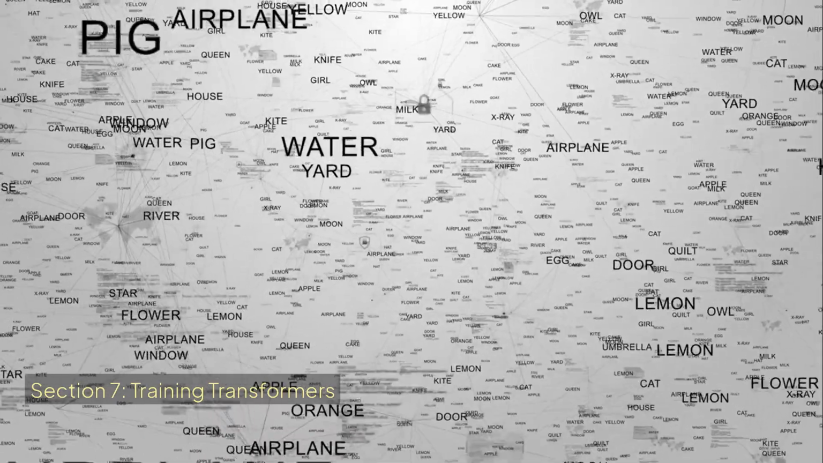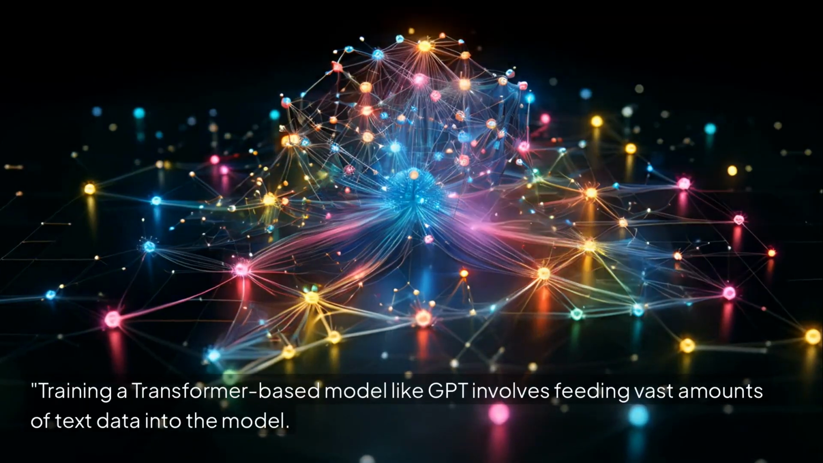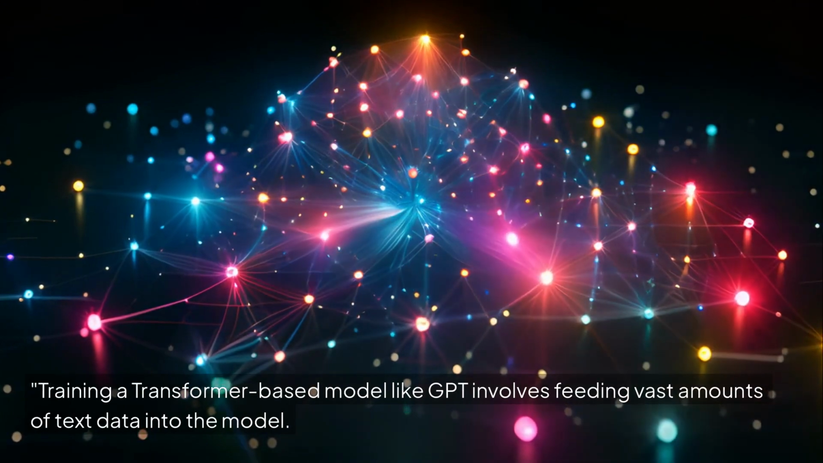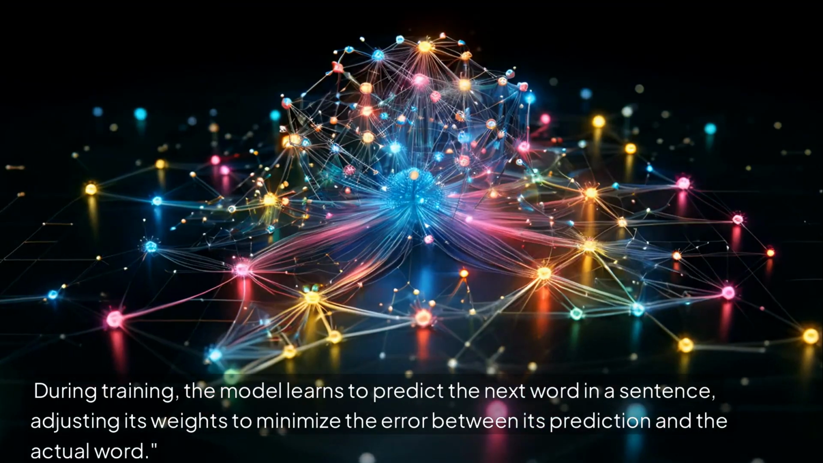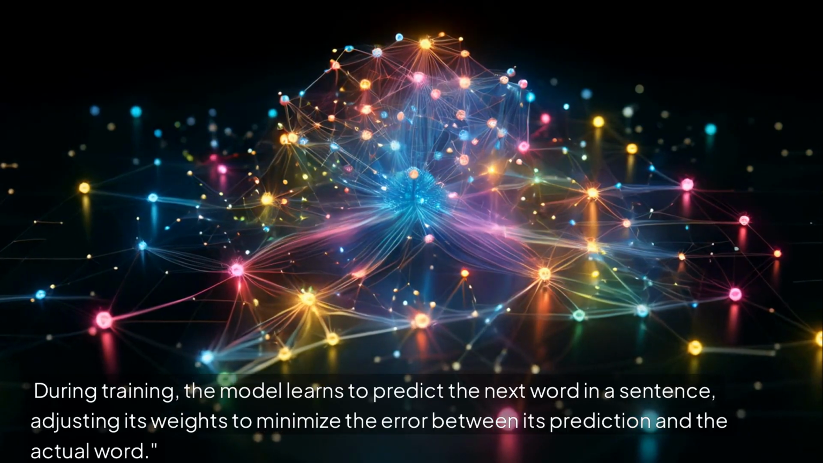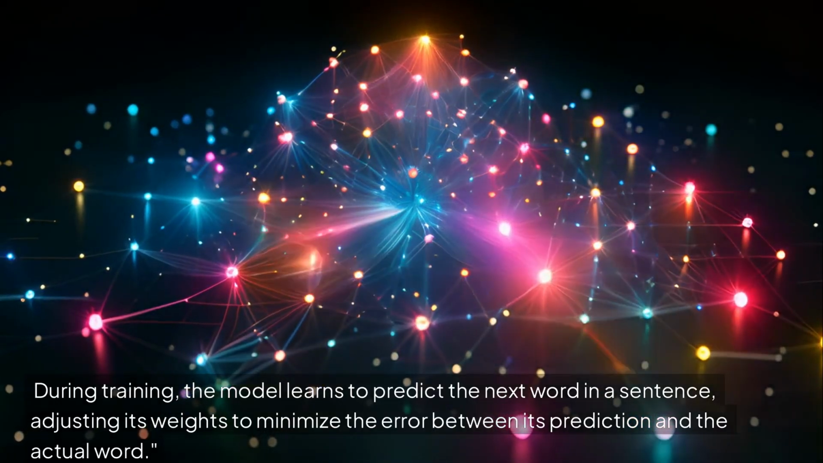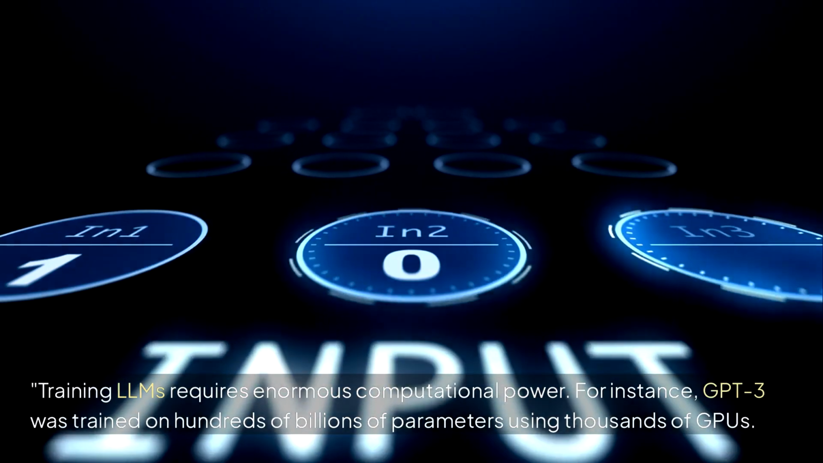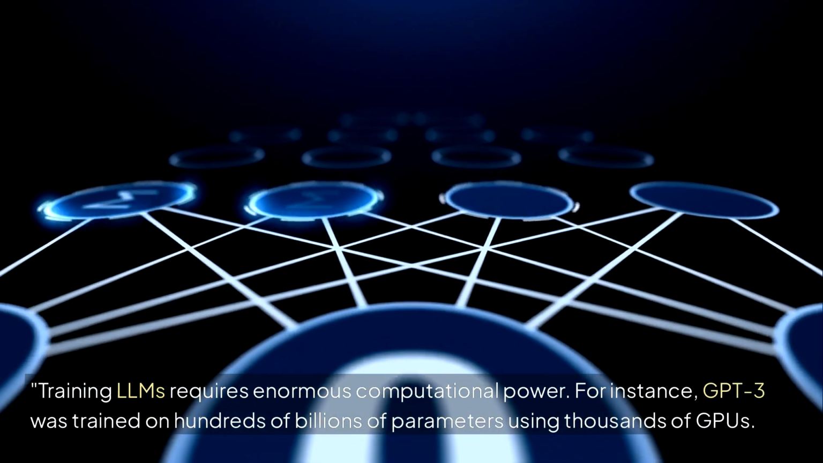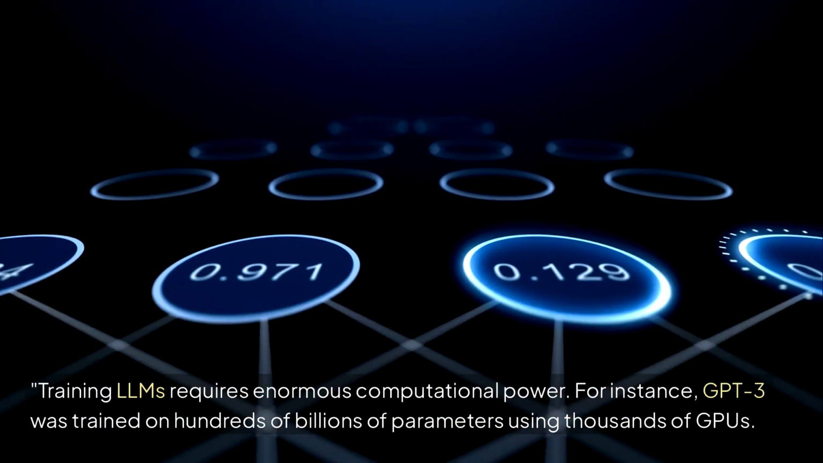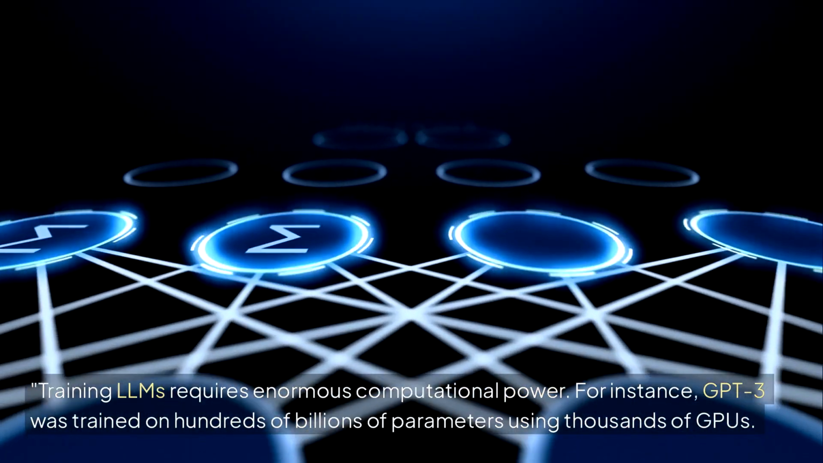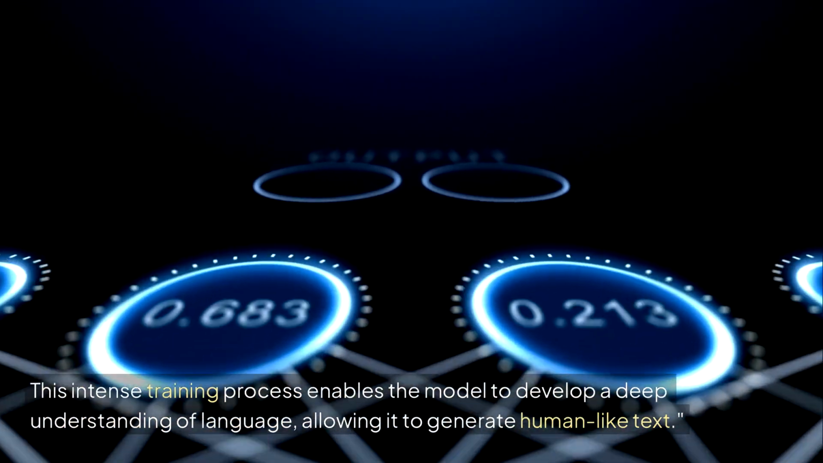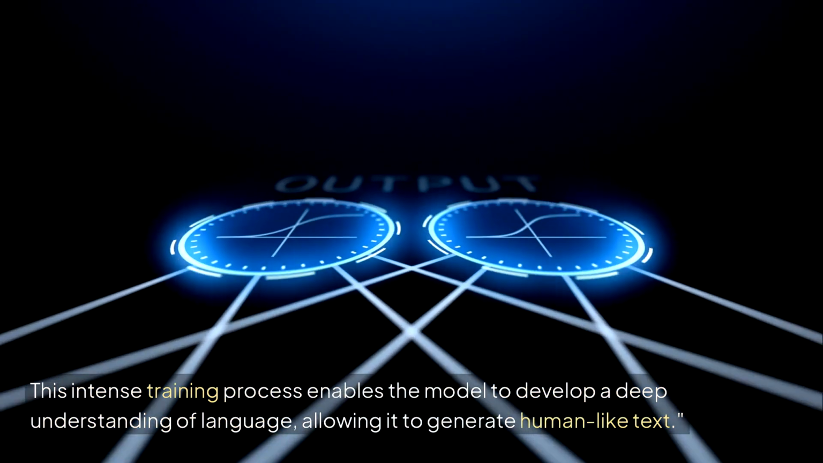Section 7. Training transformers. Training a transformer-based model like GPT involves feeding vast amounts of text data into the model. During training, the model learns to predict the next word in a sentence, adjusting its weights to minimize the error between its prediction and the actual word. Training LLMs requires enormous computational power. For instance, GPT-3 was trained on hundreds of billions of parameters using thousands of GPUs. This intense training process enables the model to develop a deep understanding of language, allowing it to generate human-like text.